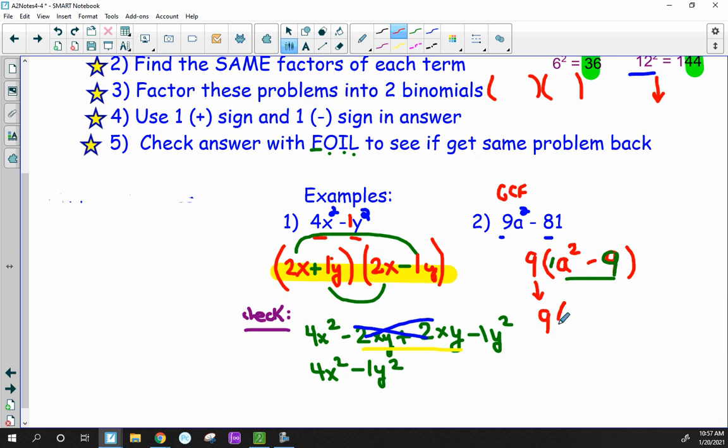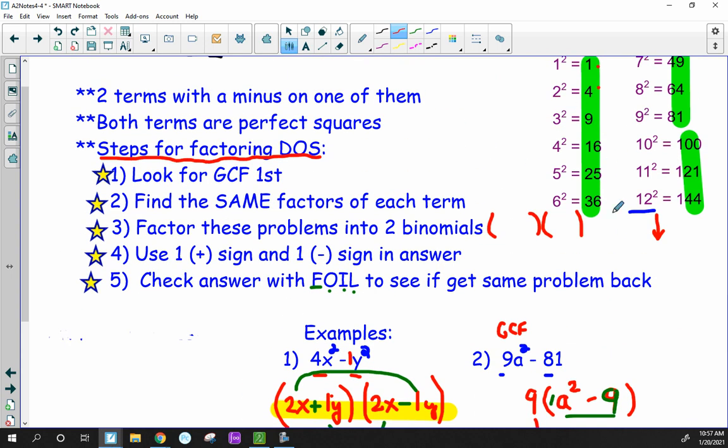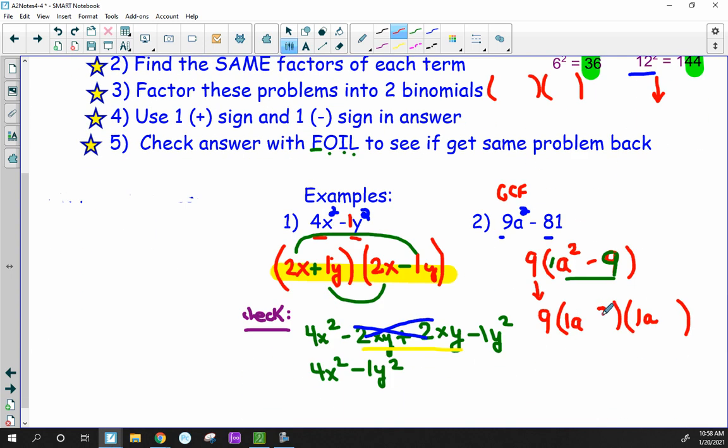You're now going to break the a squared minus 9 up into 2 binomials. To factor it, do the same thing we did over here. Factors of 1a to the second, they have to be the same, are going to be 1a times 1a. Factors of 9, well, 9 is 3 squared, so 3 times 3 is 9. We'll put 3 here and 3 here. And please notice I'm putting it at the end of each parenthesis. And then the rule says, or your steps say, to use 1 plus and 1 minus sign. Again, the order does not matter.